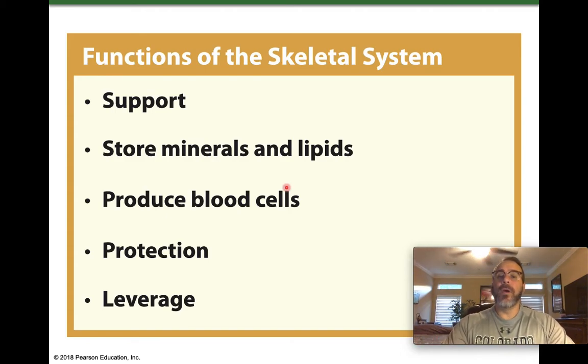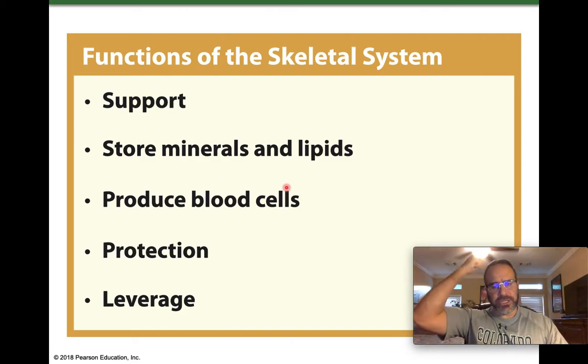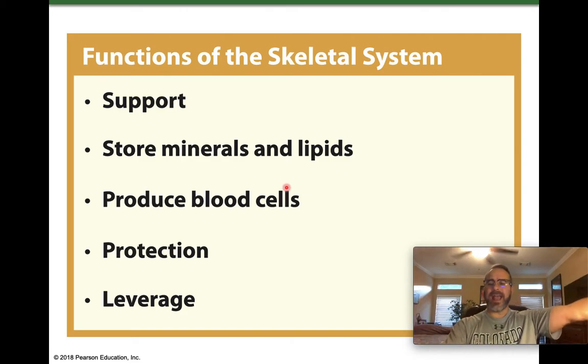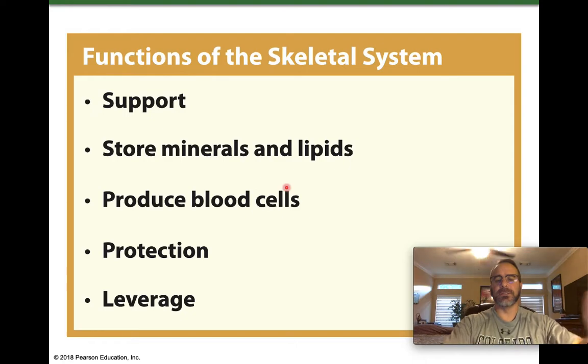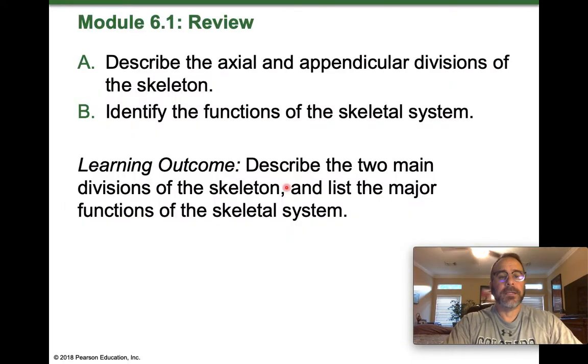It also is going to produce all of your blood cells. All of the blood cells that are flowing in your body right now are all made in the marrow of your bones, in the red marrow. We know it's going to act as protection, and we also know that it acts as leverage for muscles and contractions and things like that.